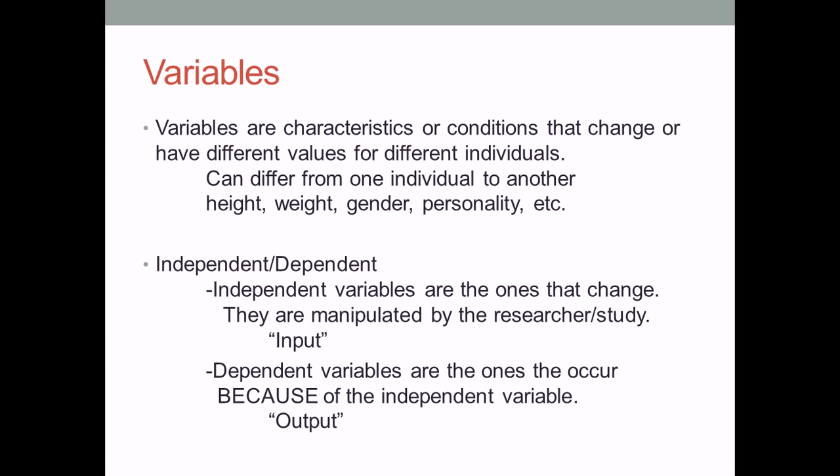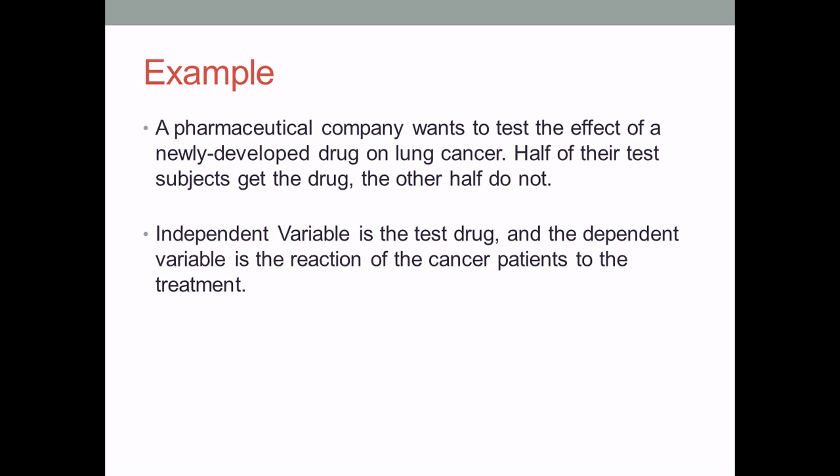Okay, independent and dependent. This is where people get confused. Independent variables are the ones that change and are manipulated. Okay, the book uses the example of that being the input, and dependent variables are the ones that occur because of the independent variable, or the output. So I got an example for you on this next slide.